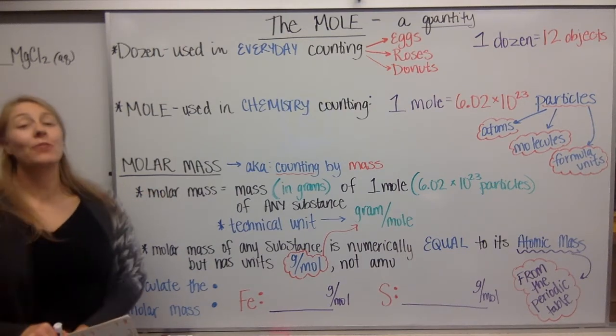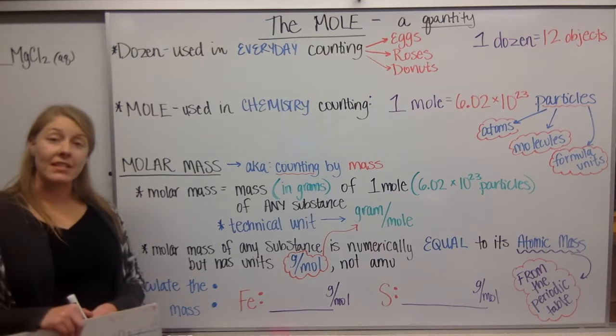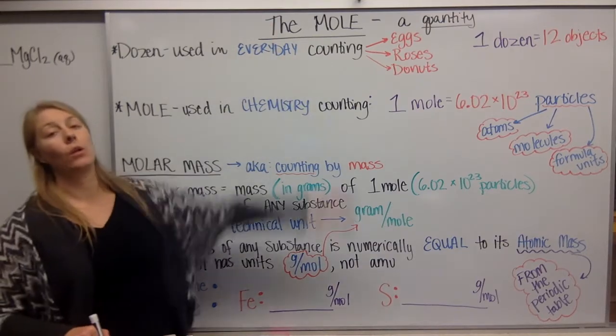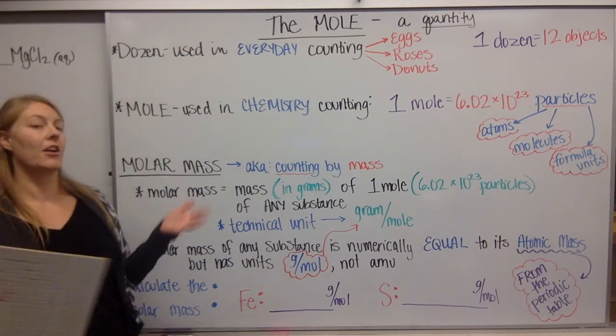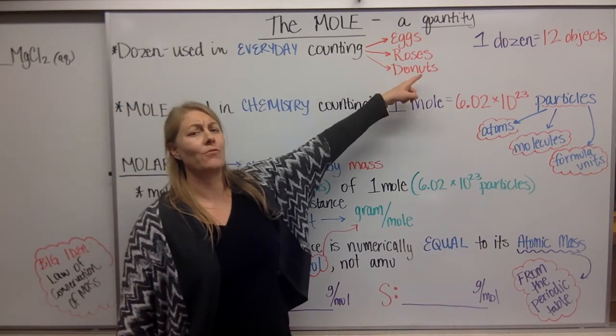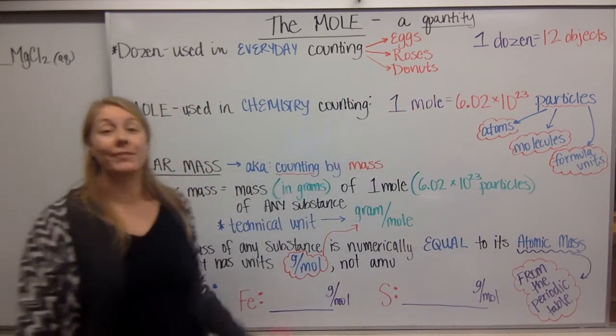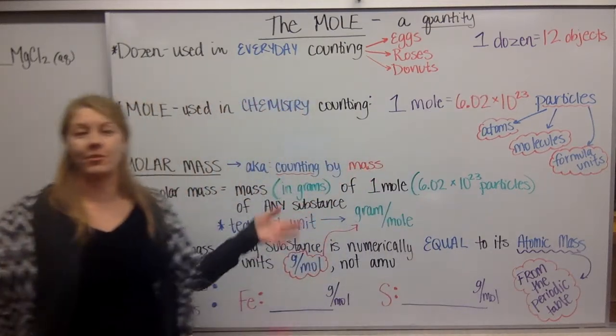Everybody. So today we're looking at a whole new concept, and that concept is a quantity that we call the mole. Now, the mole functions just like the dozen functions in our everyday life. We use a dozen to refer to 12 eggs, 12 roses, 12 donuts, really 12 of anything, right? So 1 dozen is equal to 12 objects of our choosing.